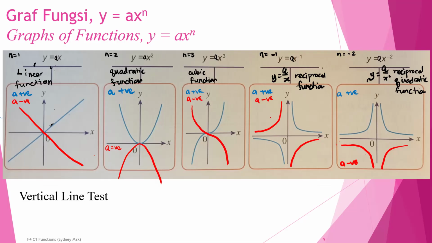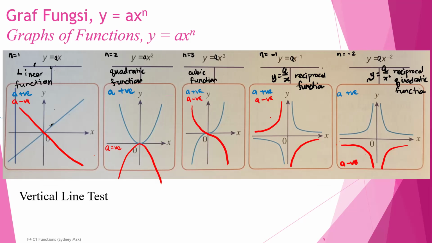Okay, now to test whether this is a function or not, of course we know this is a function. These are the graphs of functions. That's why they are functions. But how do we show, prove that it is a function? We shall use the vertical line test. Now you draw a vertical line.